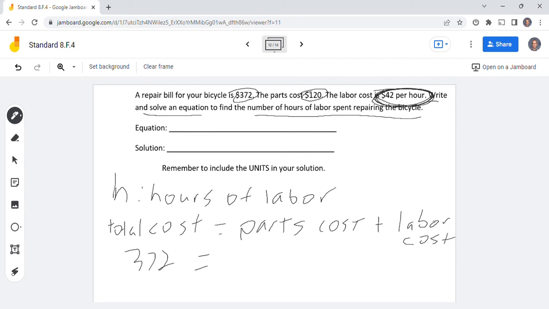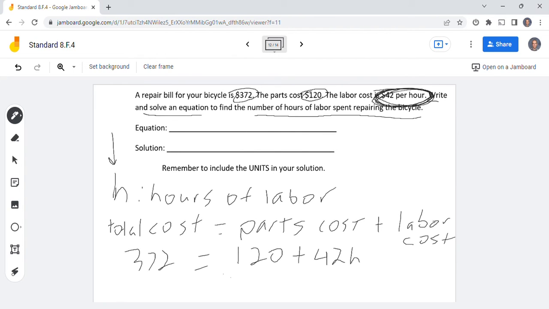We know the parts cost, it was $120. That just comes directly from the question. The labor cost we're going to have to calculate by taking this $42 per hour and multiplying it by the number of hours that we get. That's just 42h. Now we have an equation with h in there, and if we solve for that h, we'll figure out our hours of labor, which is the point of the question.